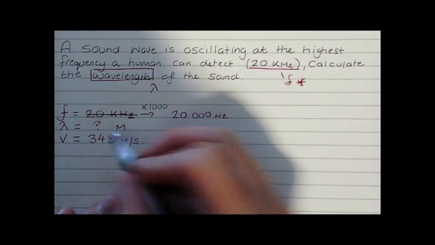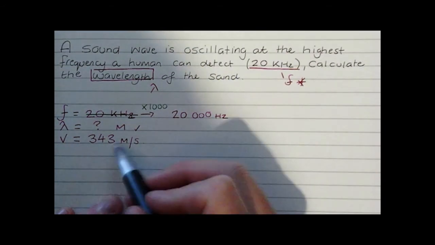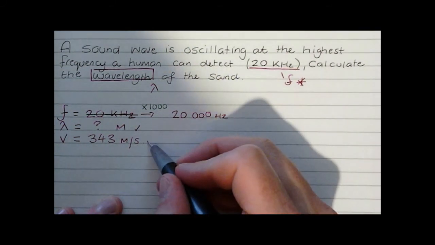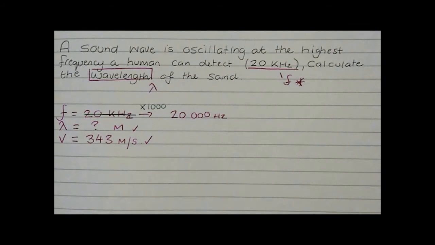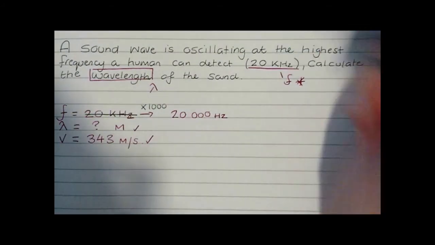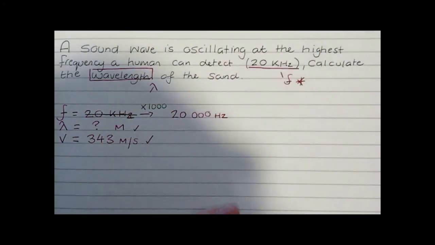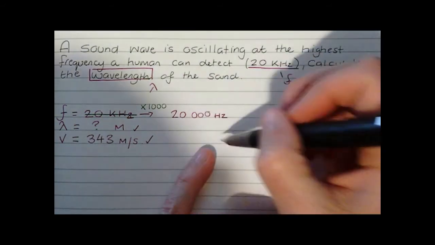This one, we don't know, it is going to be in meters. And this one is in meters per second. So that is the correct unit for velocity. So all the conversions are right. So we've extracted, we have converted. The next thing we do is we write our formula. I'm going to write it here.